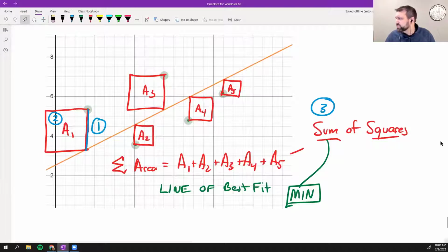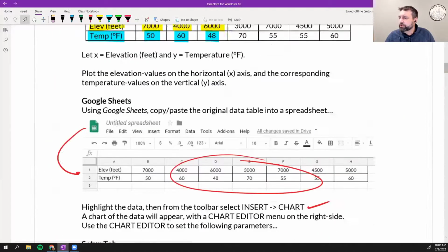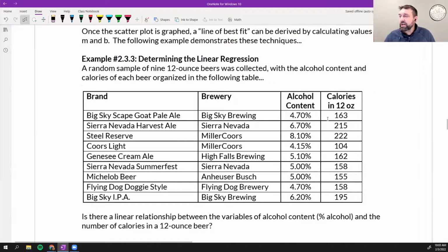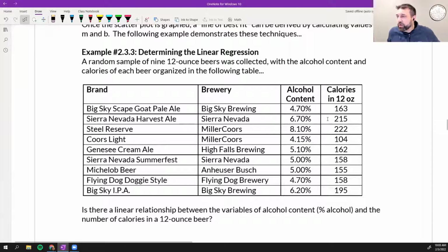And so I got to jump into this and we got to go way back up here. Here we are. Regression analysis. And this is what we're going to do. So we went out and we sampled 9 12-ounce beers and we measured 2 things. Number 1, the alcohol content, and number 2, the calories. And the question is, is there a relationship between the alcohol content and the number of calories of a beer? As your alcohol content goes up, does the calorie level go up? As the alcohol content goes down, does the calorie level go down? Let's figure out if there's a correlation between these 2.